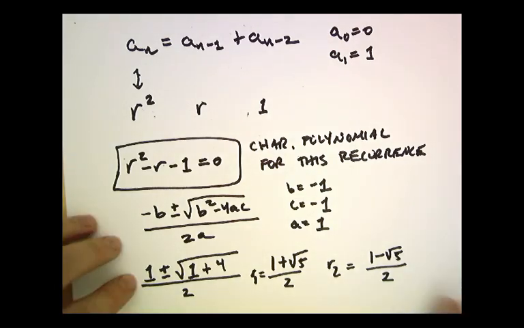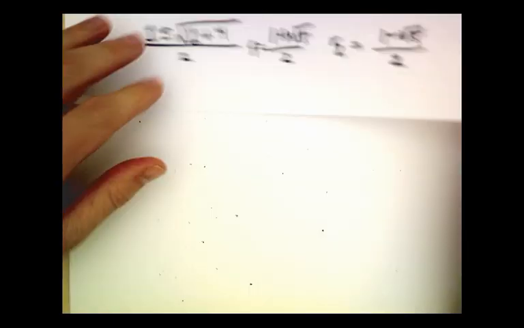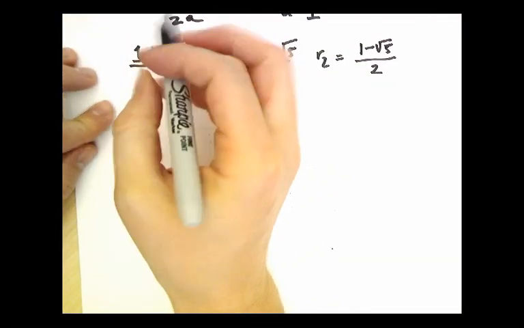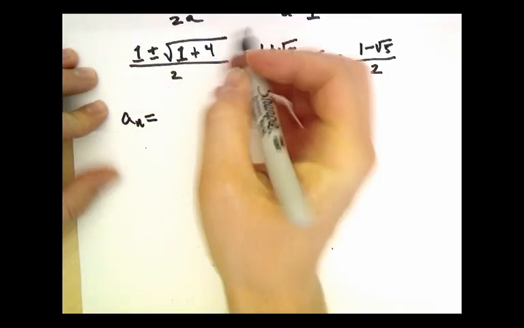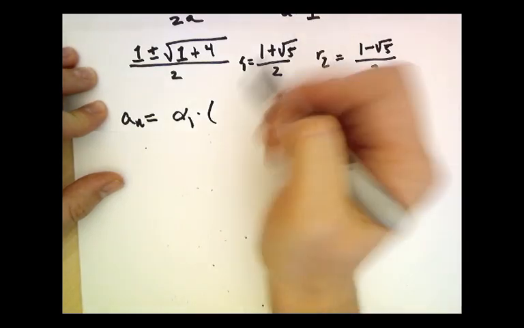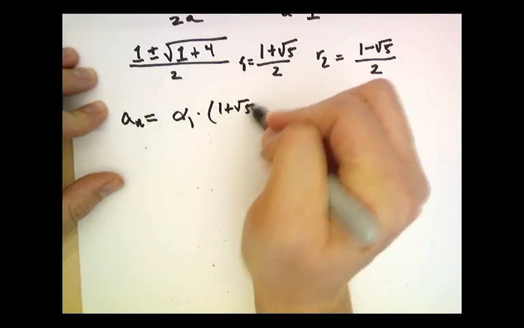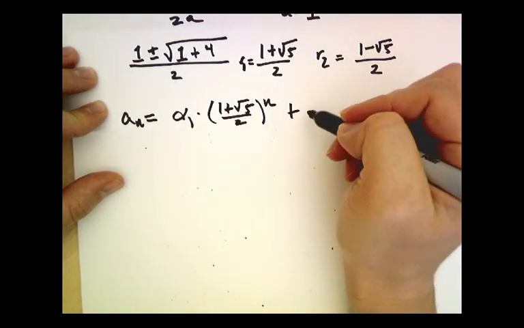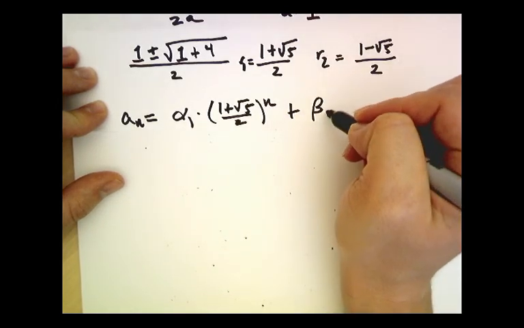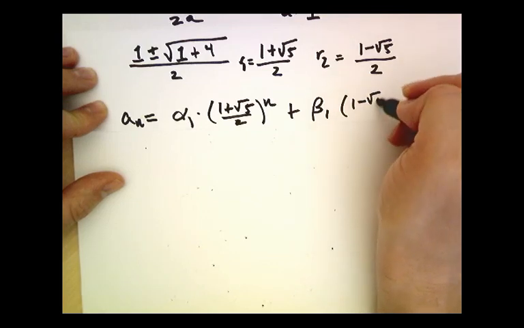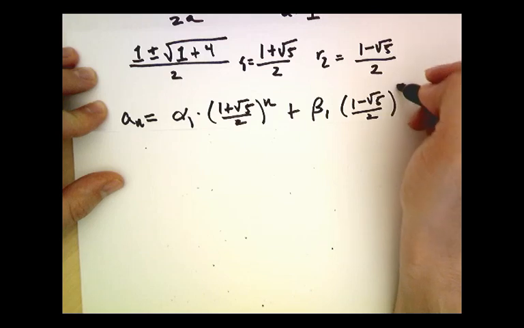Once we solved for the roots of this particular polynomial, it turns out that a sub n is going to be equal to some constant alpha 1 times the first root, 1 plus the square root of 5 over 2, to the n, plus some other constant beta 1 times 1 minus the square root of 5 over 2 raised to the n.